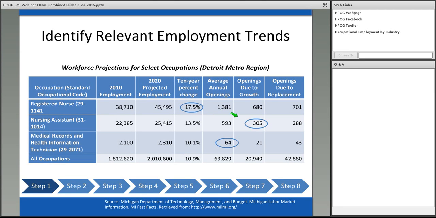Also of interest is that for nursing assistants, the number of job openings due to growth is more than half of the total number of annual openings, indicating that this is an occupation where there are going to be a lot of new openings due to growth as opposed to just replacement. On the other hand, for health information technicians, another occupation of interest, there's a relatively low number of expected annual job openings, with only 64 on an annual basis.